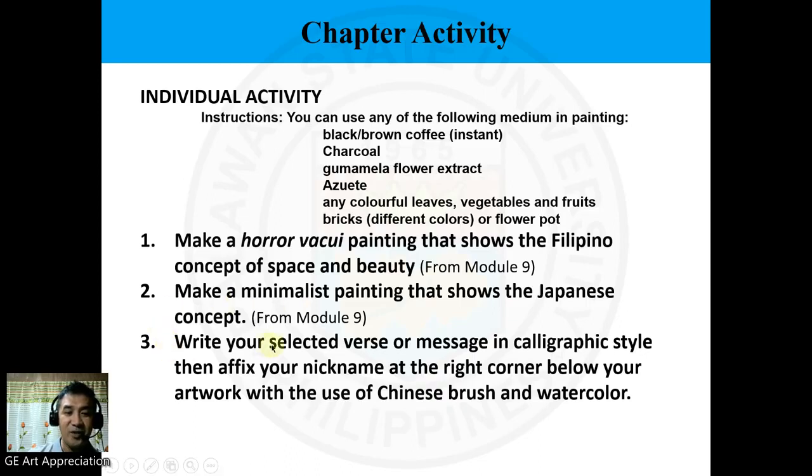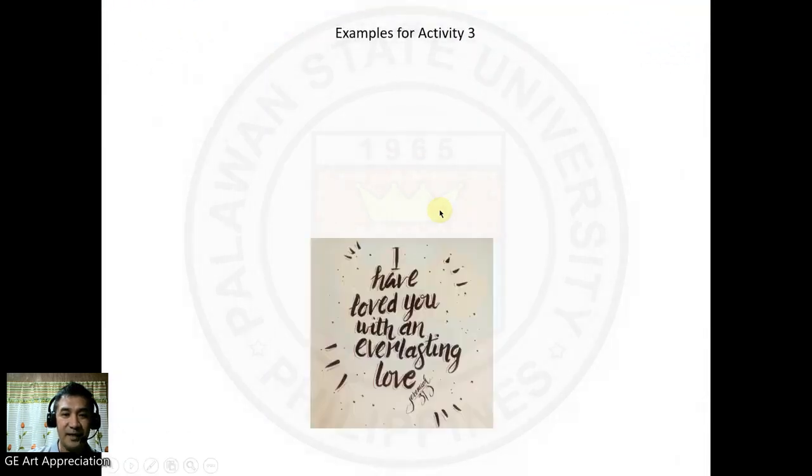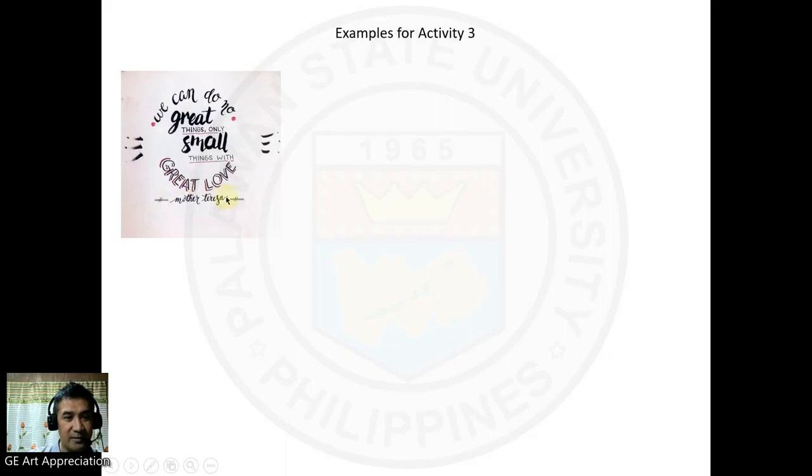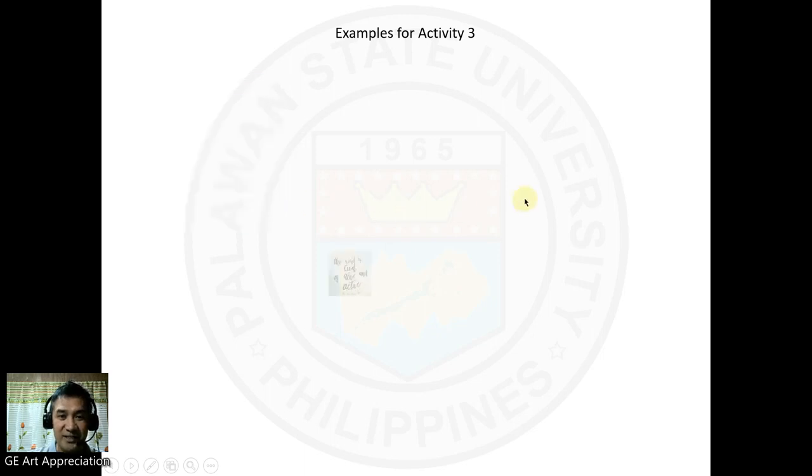Okay, so write your selected verse or message in calligraphic style, then affix your nickname at the right corner below your artwork with the use of Chinese brush or watercolor, or Chinese brush and watercolor. Okay, so this is your number 3 individual activity. Any selected verse or message, and then you have to write it in calligraphic style. Then you have to affix your nickname at the right corner below your artwork. For example, yan. So here you have to affix your name. For example, we can do no great things, only small things with great love, by Mother Teresa.